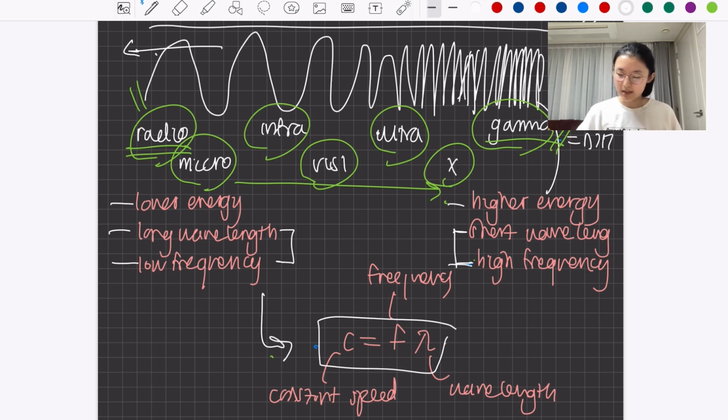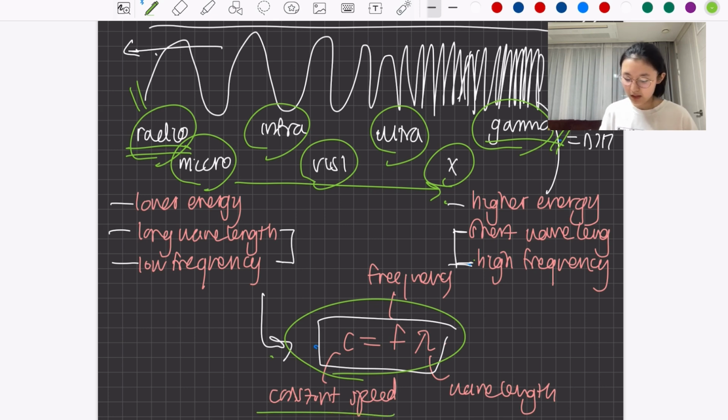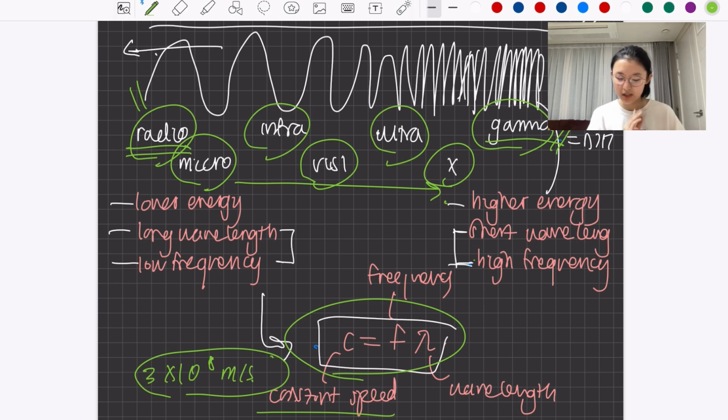Now, why is this? This is because the variables frequency and wavelength are related via this equation, where constant speed equals frequency multiplied by wavelength. Light travels in a vacuum at the speed of 3 times 10 to the power of 8 meters per second, and this is a fixed constant value in this equation. This constant speed is going to equal frequency times wavelength.